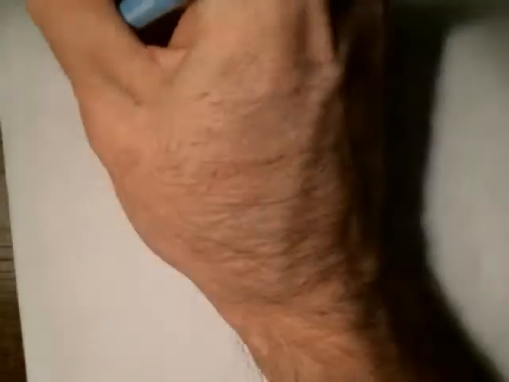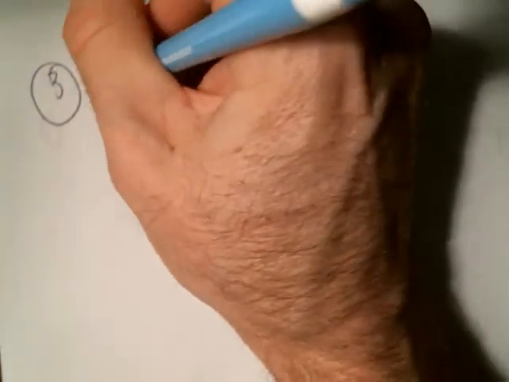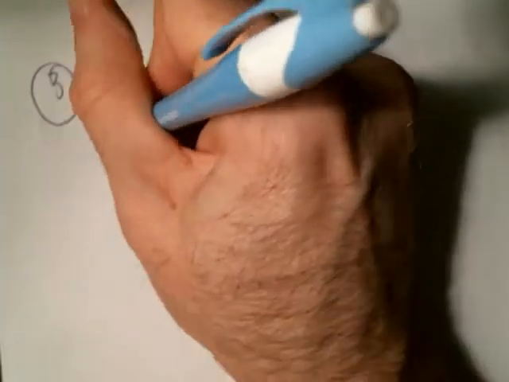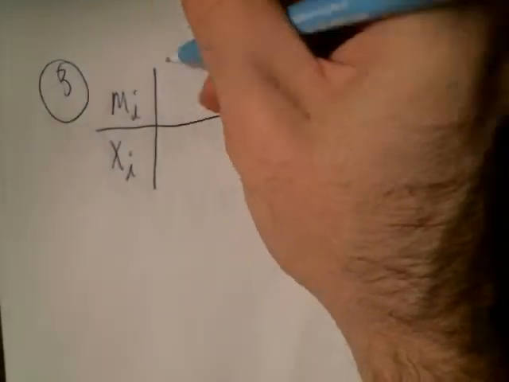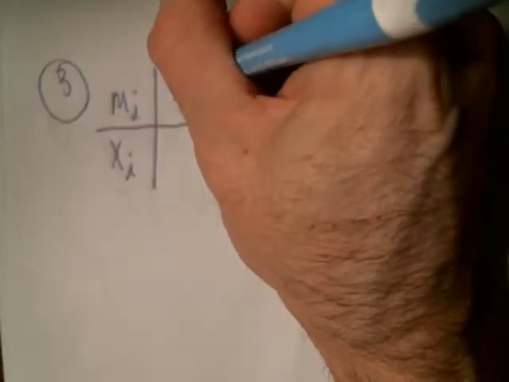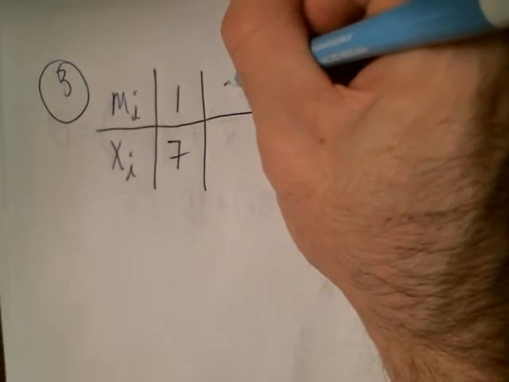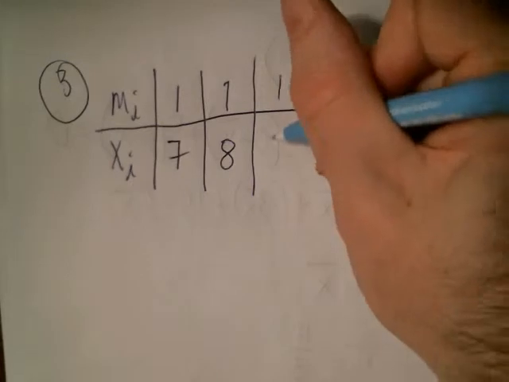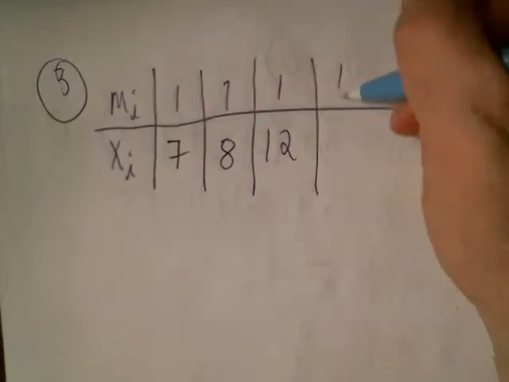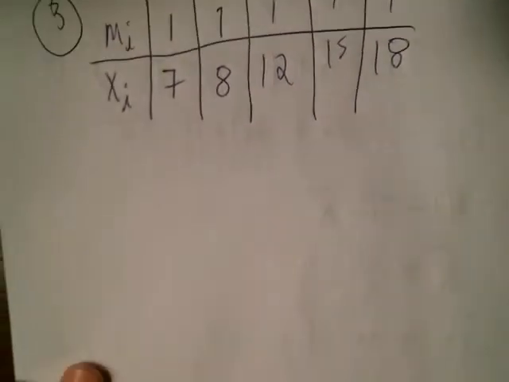So obviously the book will be interested in these kind of problems. So let's just take a look at one. This is number 3, find the center of mass. So again, we could put it as a table here. The first object has mass, well, I guess all the objects have mass 1, okay, and its location is at 7. The second object, mass 1 again, and the location is 8. Mass 1, location 12. Mass 1, location 15. Mass 1, location 18. Okay.